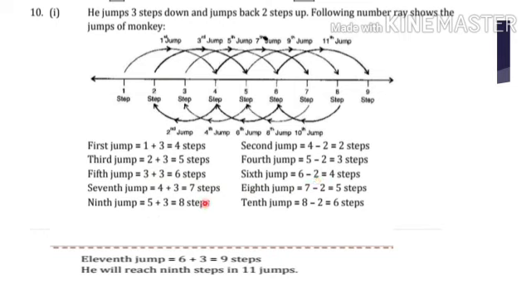In the same order, we can find out the 11th jump. 6 plus 3 is equal to the 9th step. The 9th step is the water level. Then he will reach the 9th step in the 11th jump. Okay.